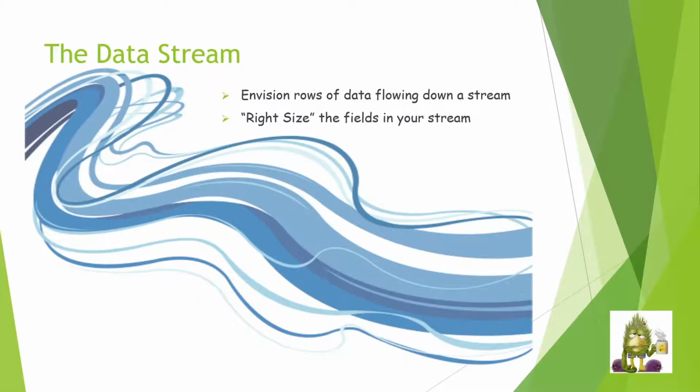And the other reason to make sure that you're choosing good field types is to limit the size of your data stream. So if you envision your data stream as rows of data flowing down in a stream, it is as wide as the overall length of each of the fields. So the recommendation is to improve performance and to minimize the amount of memory necessary to process your data flow. You should right size the fields that are in your stream. Choosing just the right definition will minimize the width and maximize your performance.